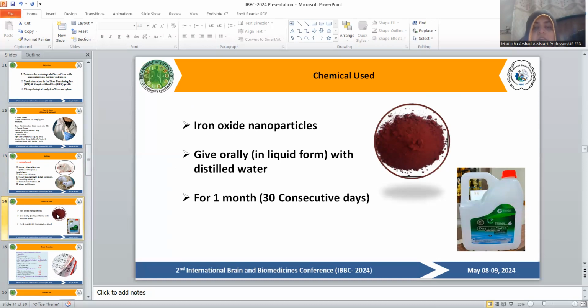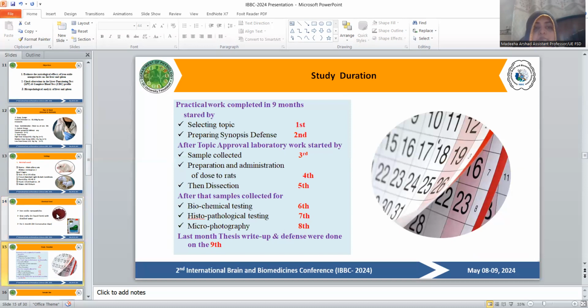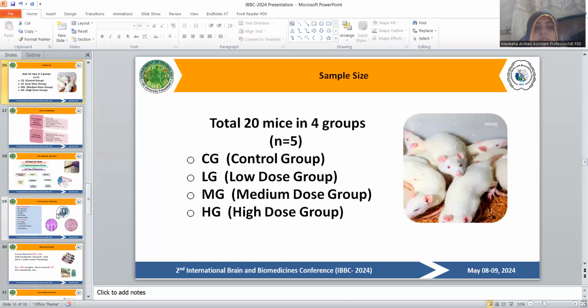Iron oxide nanoparticles prepared in the lab were given orally, diluted in distilled water for 1 month, 30 consecutive days. A total of 20 mice were divided into 4 groups: control group, low dose group, medium dose group, and high dose group.